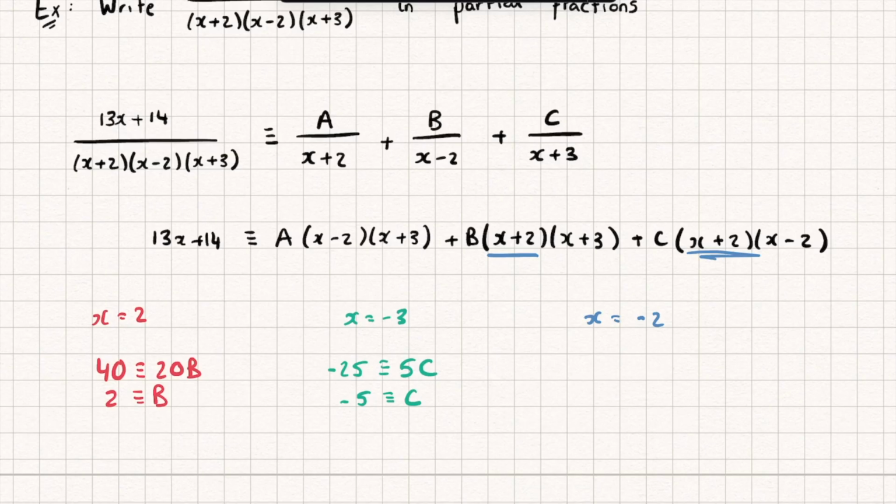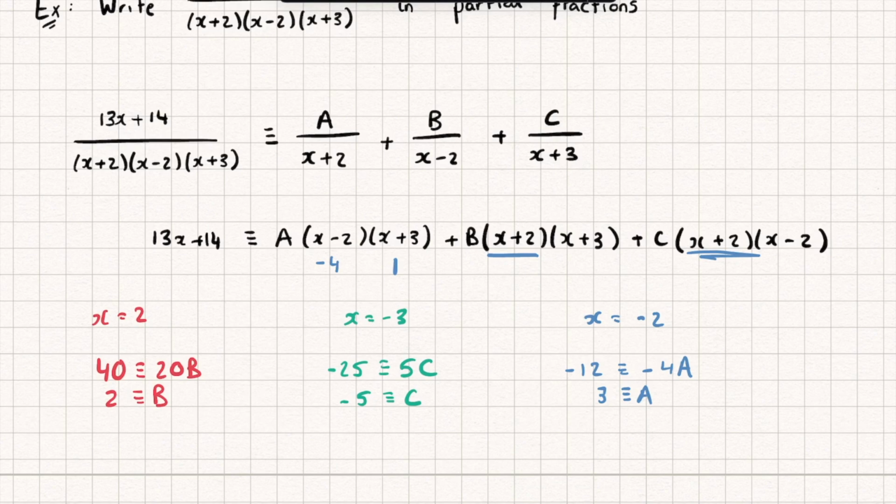So we're going to do negative 2 multiplied by 13, that's negative 26, plus 14 gives us negative 12. If we substitute x equals negative 2 on the right into the first term, we get negative 4 multiplied by 1, and so this equals negative 4a. Dividing both sides by negative 4, we get positive 3, so a is going to be 3.